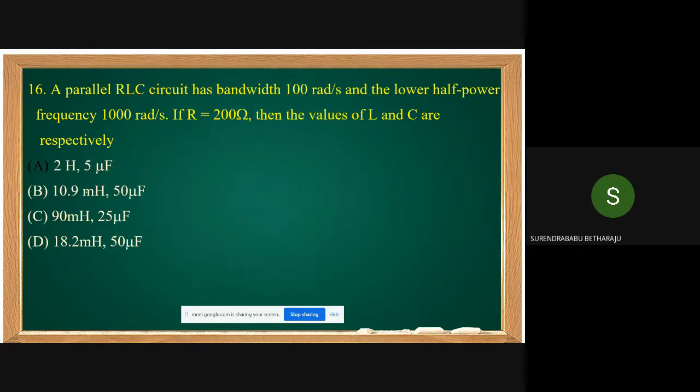So, one more question. A parallel RLC circuit has a bandwidth of 100 radians per second and the lower half power frequency, that is the lower cutoff frequency, of 1000 radians per second. If R equals 200 ohms, then the values of L and C are respectively.